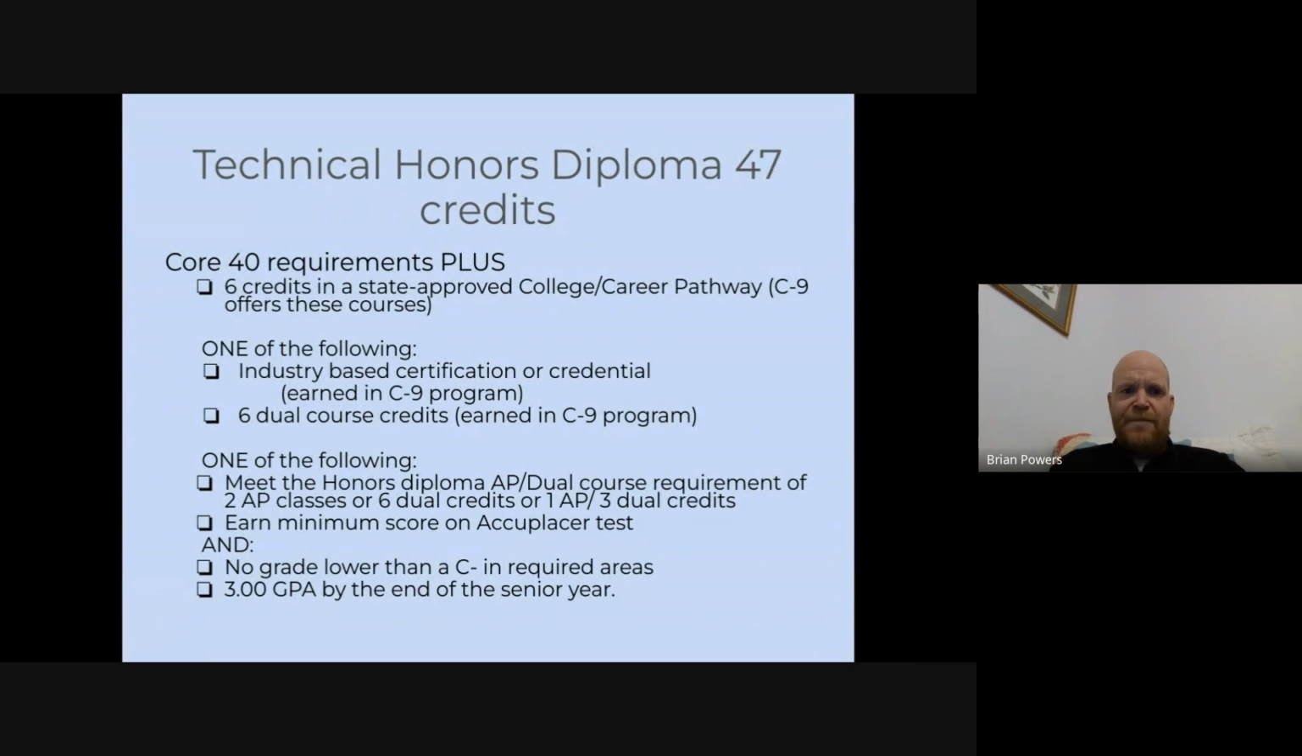Usually it's about in April, and we can look through and see if that's something they need to take. And then no grade lower than a C- in the required areas, and a 3.0 grade point average by the end of the senior year. So that's the technical honors diploma.